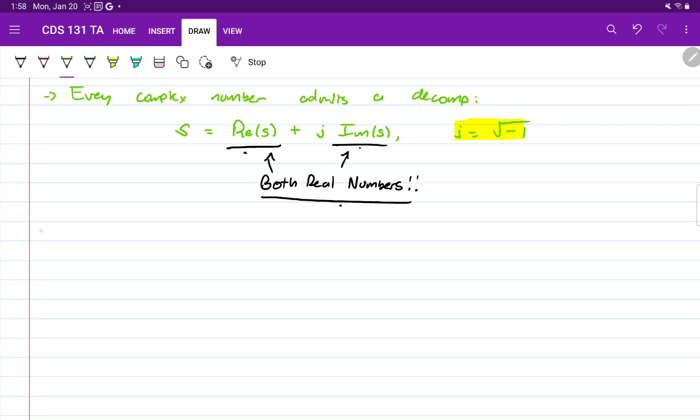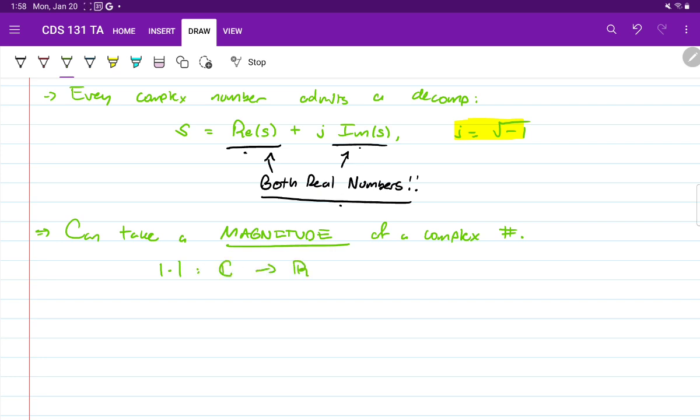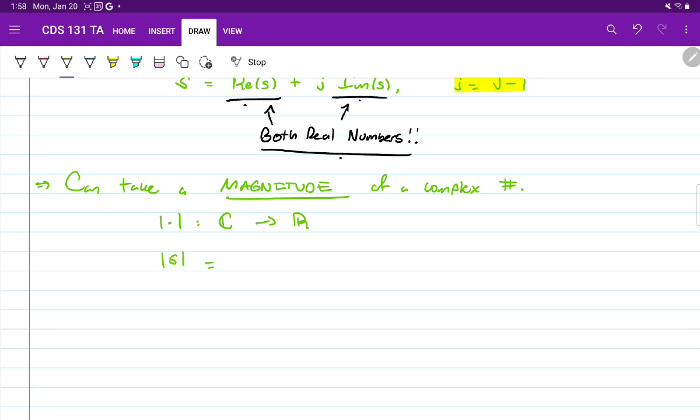Well, we can also take a magnitude of a complex number. Okay, it represents the size of a complex number. So the complex magnitude is a map, which looks like the absolute value, and it goes from the complex numbers into the real numbers, and it's defined as: the magnitude of s is equal to the square root of the real part of s squared plus the imaginary part of s squared. Okay, so it looks very similar to the standard Euclidean norm, right?